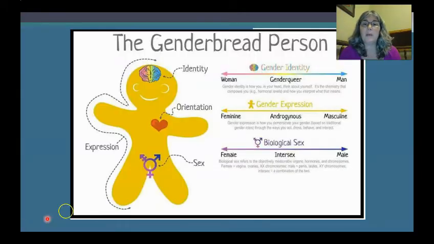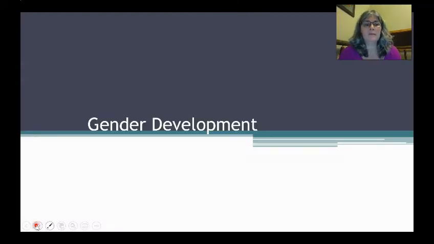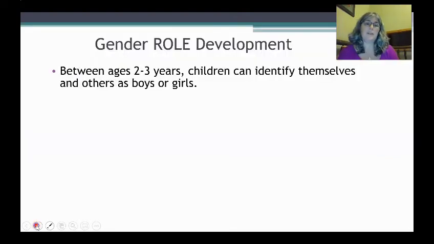And I do want to point out one more thing on our gingerbread person, which is orientation. That orientation is more about how you feel. All right, we will be coming back to that. We're going to be looking at it a little bit differently in a little bit. But first, let's take a look at gender development. Let's take a look at some research differences on males and females.